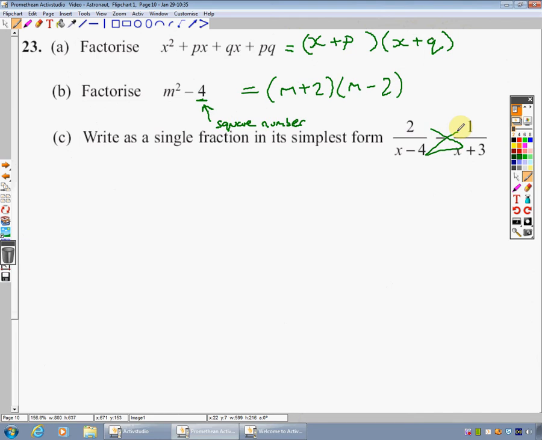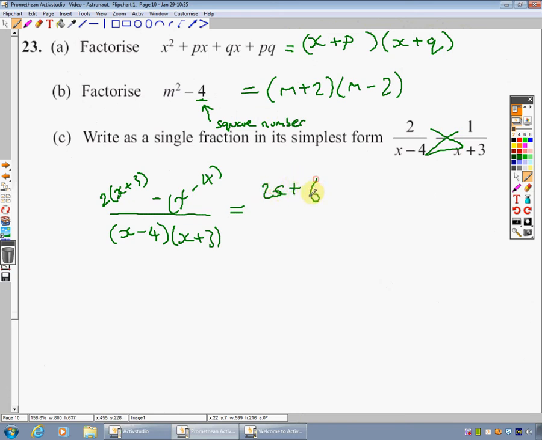Okay, welcome back. I'm hoping that you would have ended up with two lots of x plus 3 and one lot of x minus 4, with a minus in between them, and then on the bottom we're going to have an x minus 4, x plus 3. I need to simplify this all out now. I expand this bracket, 2x plus 6 minus x plus 4. Remember, this minus here affects that x and that minus 4. Divided by x minus 4, x plus 3.